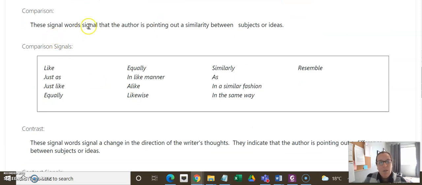A comparison signal, these are just showing that there's a similarity between either the subjects or the ideas. So for example, if I were to say, movie makers with a big hit tend to repeat the winning idea in their next film, just like authors who use a successful plot over and over. So in this case, authors and directors are being compared, and they're being compared in a similar way in that they both like to reuse ideas if they are really successful.